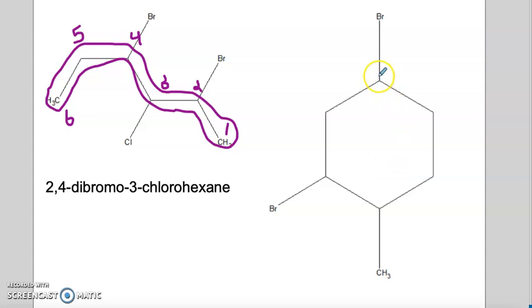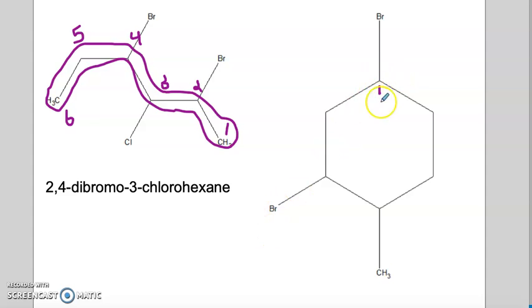So alphabetically, the bromine comes before the methyl, which is why we are going to choose to start numbering with that bromine. Okay, sorry, I got rid of that 1. I don't know why it was there. So 1 can go to either of these bromines. We're actually going to choose this bromine.